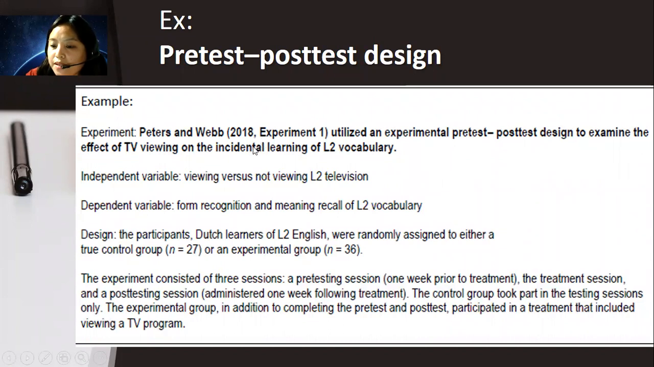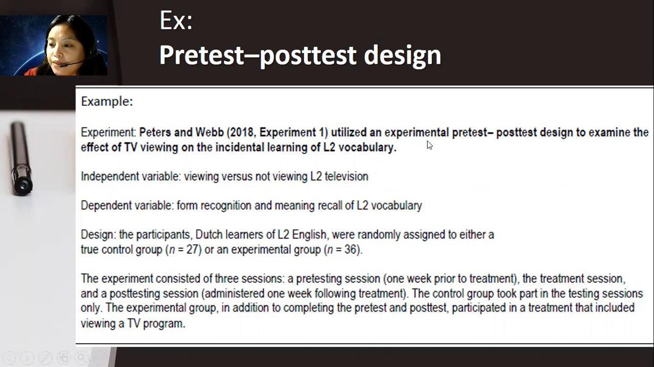The pretest-posttest design with a control group is probably the most common experimental research design. The experimental group takes part in some type of treatment or intervention, which can consist of single or multiple training sessions.